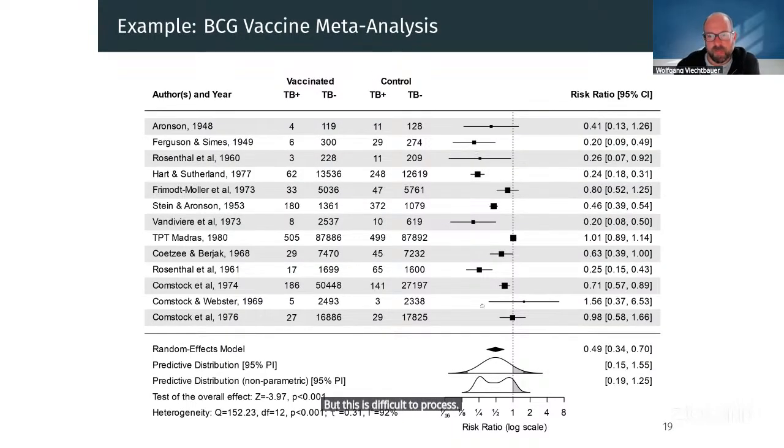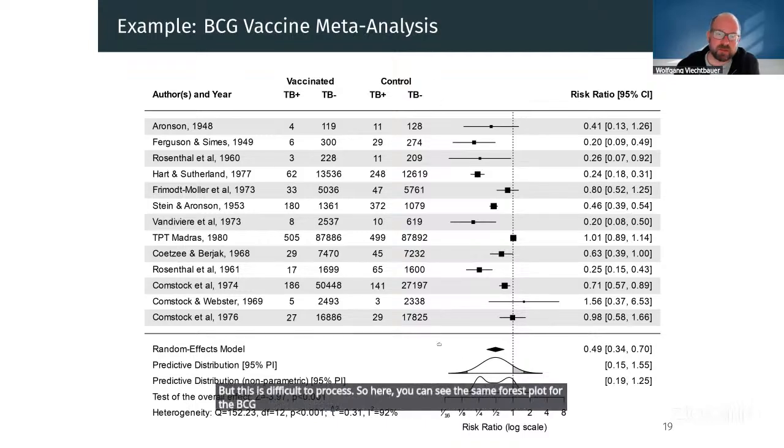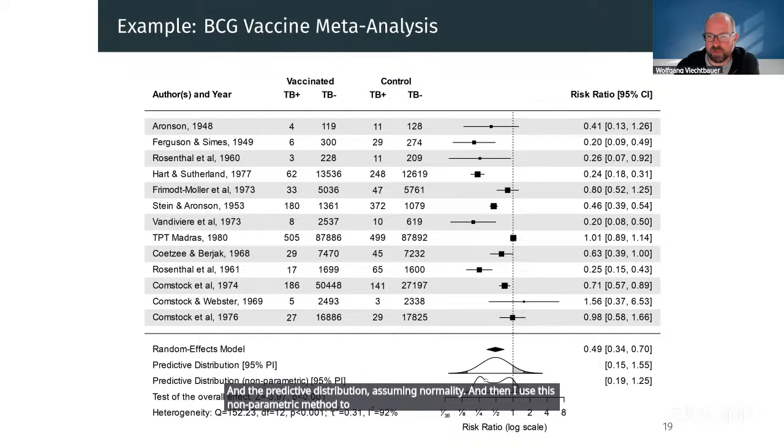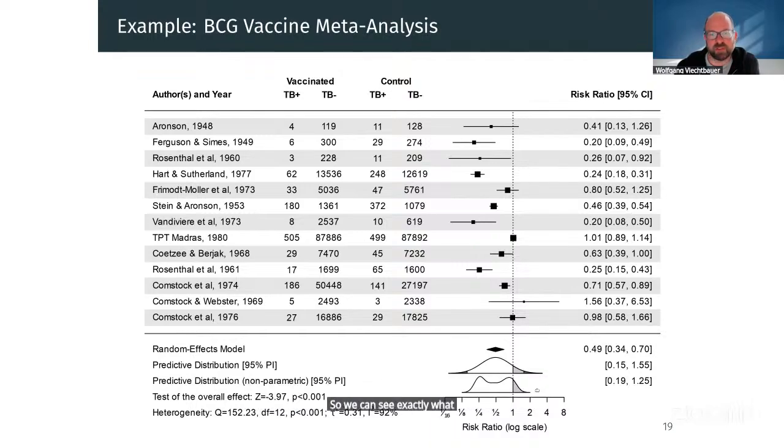So here you can see the same forest plot for the BCG vaccine meta-analysis and the predictive distribution assuming normality. And then I used this non-parametric method to estimate the distribution of true effects. And this looks quite different. And here you can see that it's a sort of bimodal distribution. So we can see exactly what the shape of the distribution looks like.